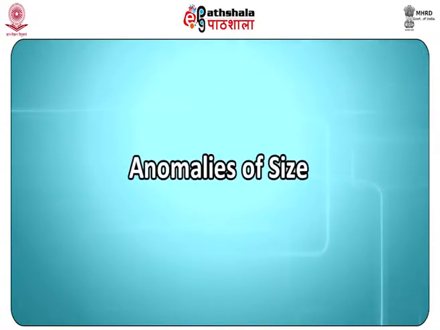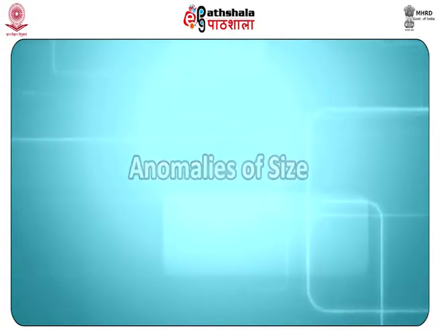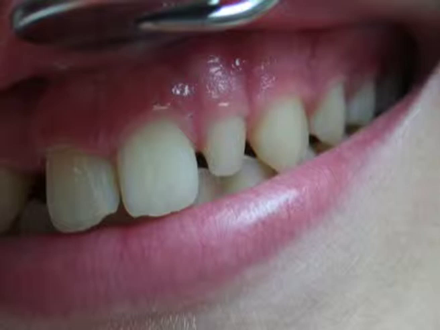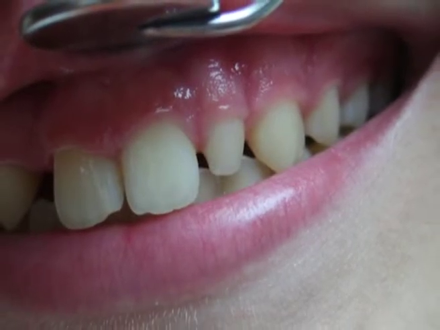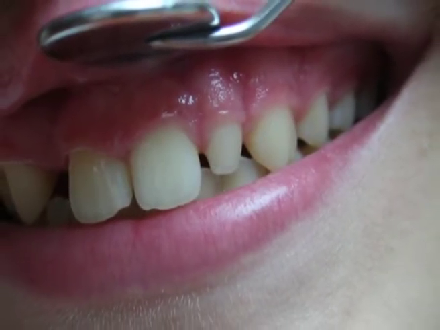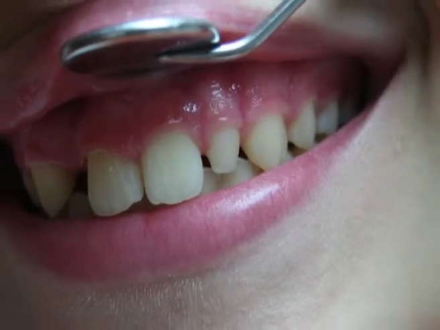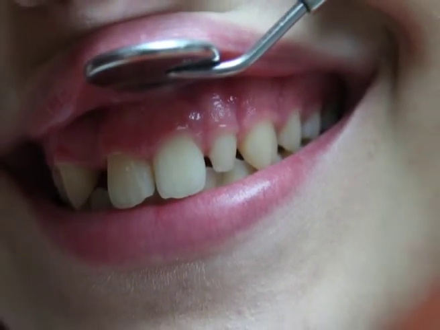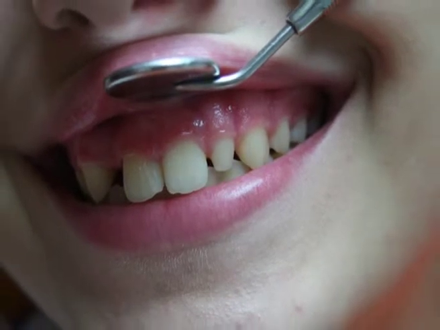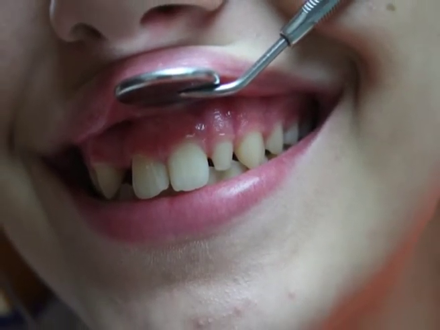First, we will talk about the anomalies of size. Depending upon the size of the teeth, the anomalies can be classified into microdontia and macrodontia. Microdontia is a term used to describe the condition in which a single tooth appears to be smaller than the normal size of teeth, beyond the limit of variation. This microdontia is again divided into three types.